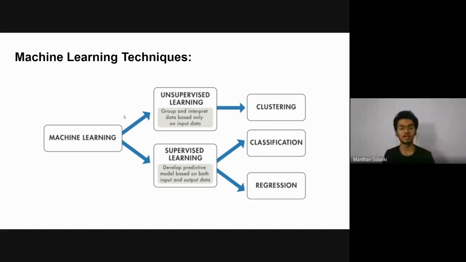Again, classification means classifying data based on the available classes, and regression means putting all input data in a continuous manner and then predicting from that. So this is how classification, regression, and clustering are done with the help of these techniques. Okay.